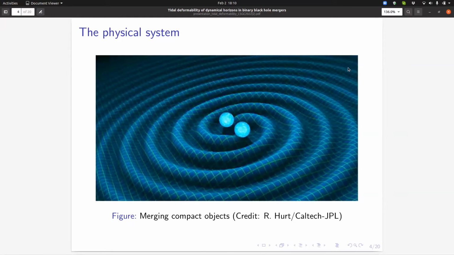So the physical system is as follows. We have two compact objects, in this case black holes, which are orbiting each other and merging. In the process, they are emitting gravitational waves. The question is, how does one understand or find out the deformations of black holes in this process, and also their effects on the emitted gravitational waves.